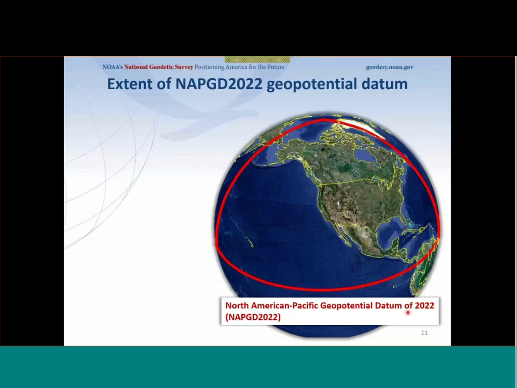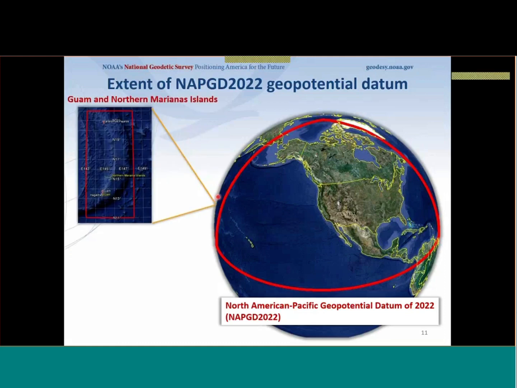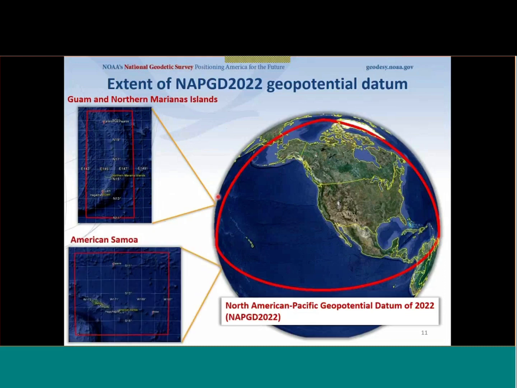a quarter of the planet. Actually more than that, because we have places outside of there. We have Guam and Northern Mariana Islands, which will have their own geoid model, a model for the vertical datum, and American Samoa will as well. But it'll all be consistent, and it'll all go under that name of NAPGD 2022. Again, a real push towards consistency in everything.